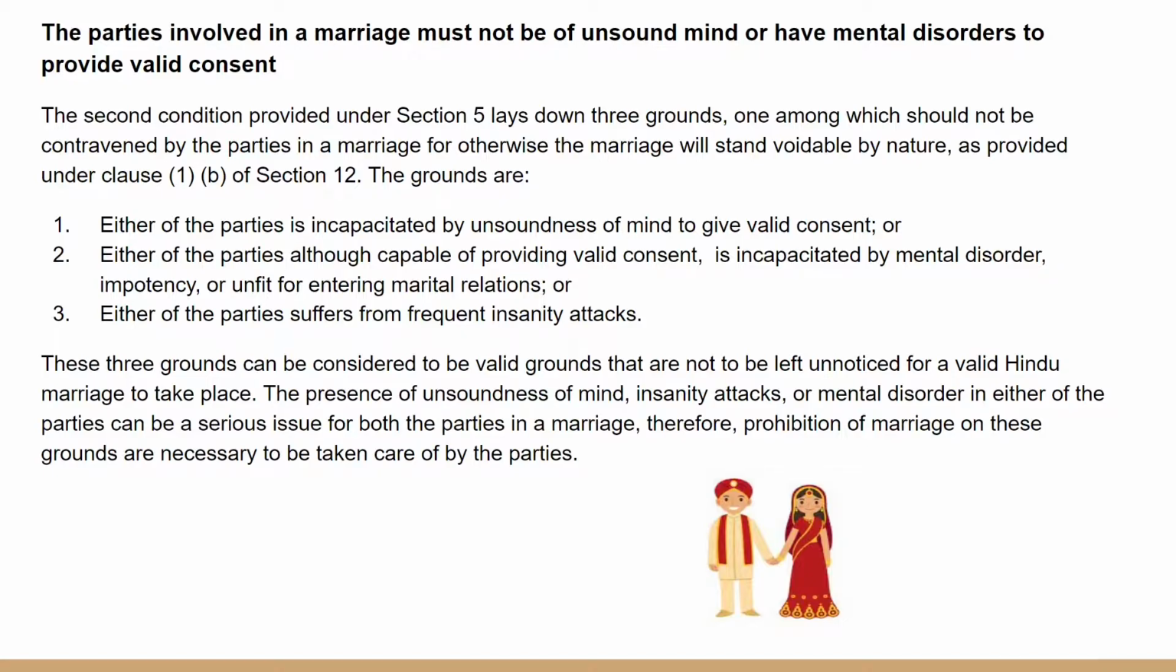These 3 grounds can be considered to be valid grounds that are not to be left unnoticed for a valid Hindu marriage to take place. The presence of unsoundness of mind, insanity attacks, or mental disorder in either of the parties can be a serious issue for both the parties in a marriage. Therefore, prohibition of marriage on these grounds is necessary to be taken care of by the parties.